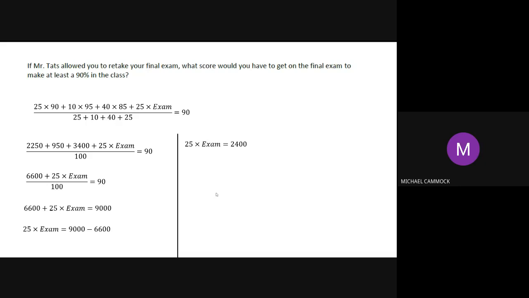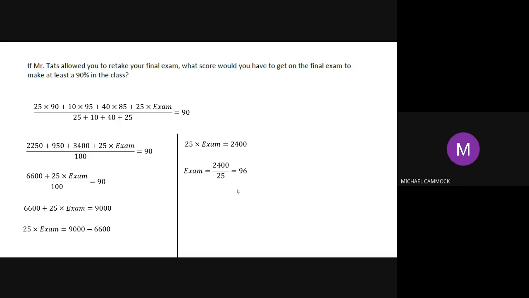So I have one other step left to get the exam on its own. I need to know what this number is. That's the thing I need to figure out, right? That was the question. It says, what do you have to get on the final exam to make a 90%? So we set it equal to 90 and we followed through on all of the math. And now we're at the point where we say that 25 times whatever this exam is, is 2,400. Well, we have to divide 2,400 by 25, right? Divide both sides by 25. Works out to be 96.